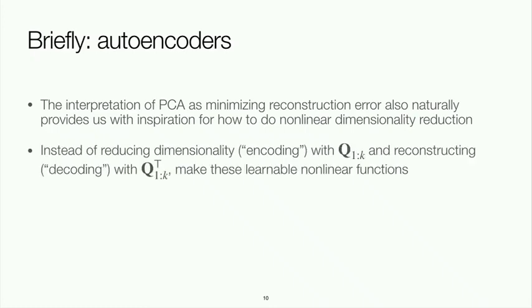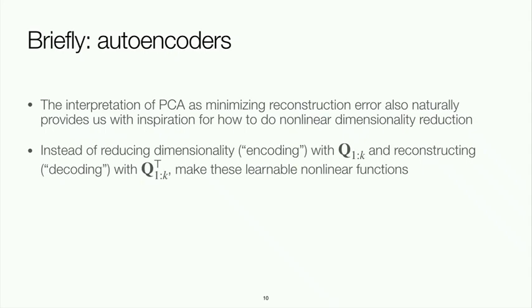In particular, we're going to think about how Q1 through K we treated as something that we can call an encoder, right? So it's encoding d-dimensional data into K dimensions, and that's the dimensionality reduction. And then Q1 through K transpose we can think of as a decoder. It's basically trying to reconstruct the d-dimensional data from the k-dimensional representation that we have. We can replace both of these things, Q1 through K and Q1 through K transpose, with arbitrary nonlinear functions with parameters that we can learn. Okay, so that's the high-level idea.